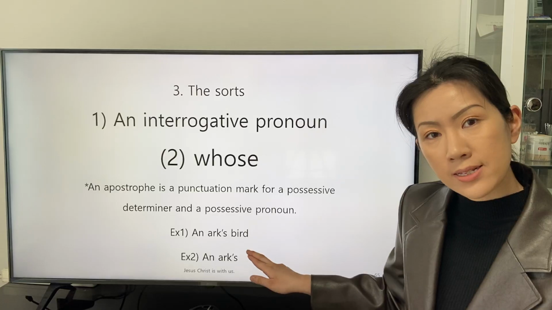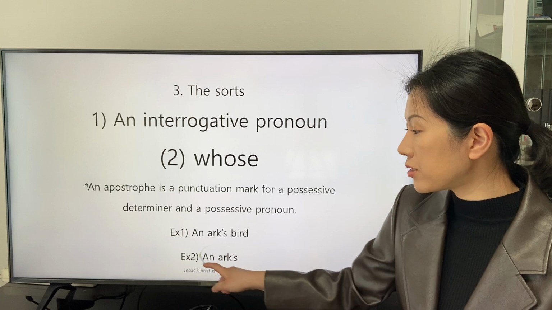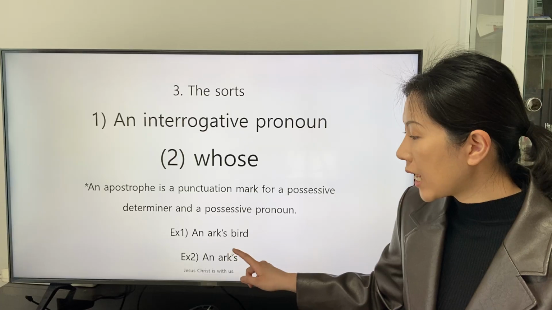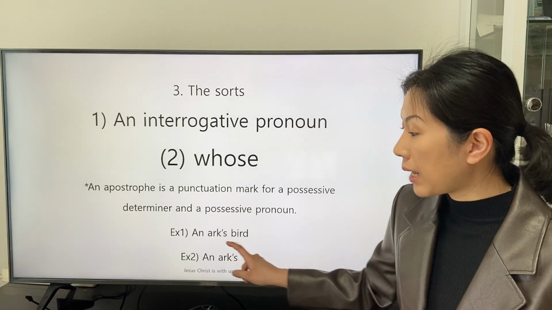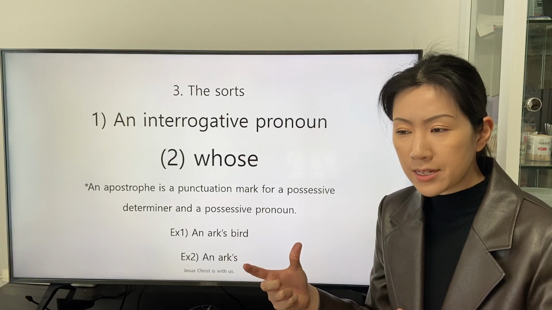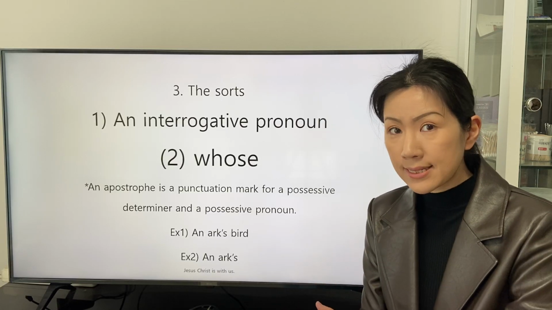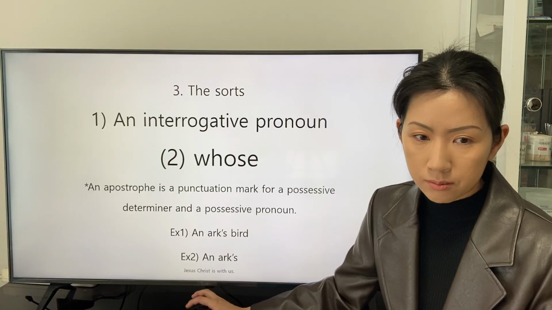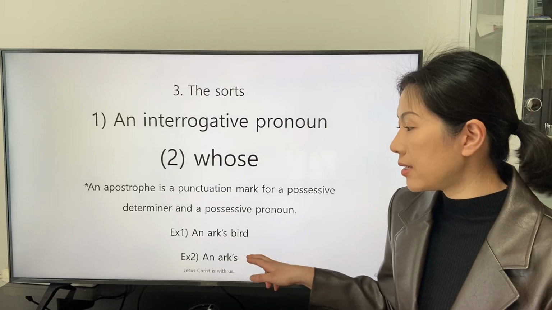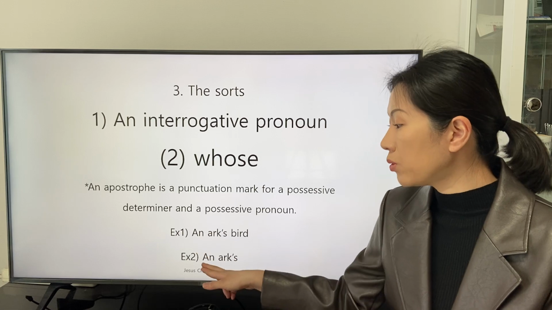And in this second example, on ark's, the combination of the phrase of the general noun ark, apostrophe, and the suffix s makes a phrase that has the same function, that has the same trait as the possessive pronoun. On ark's, this second example, indicates an object that belongs to an ark.